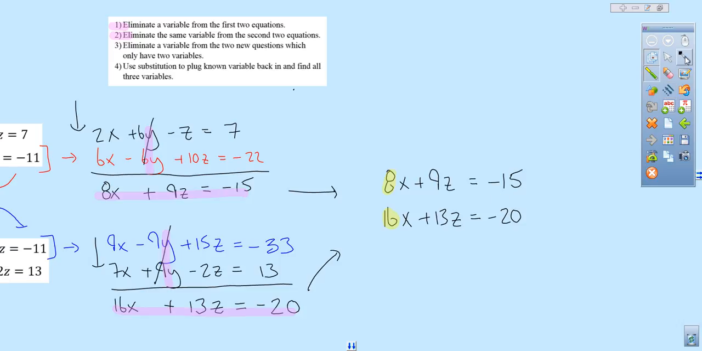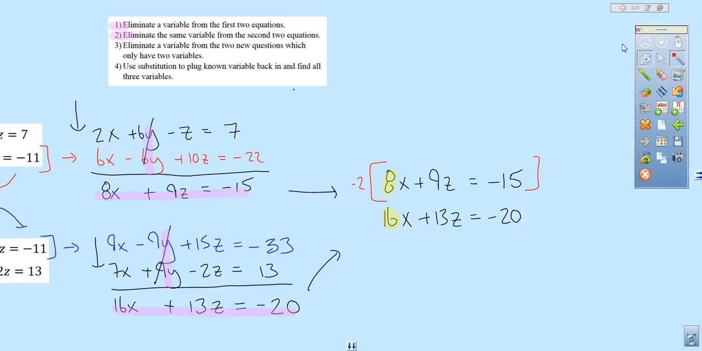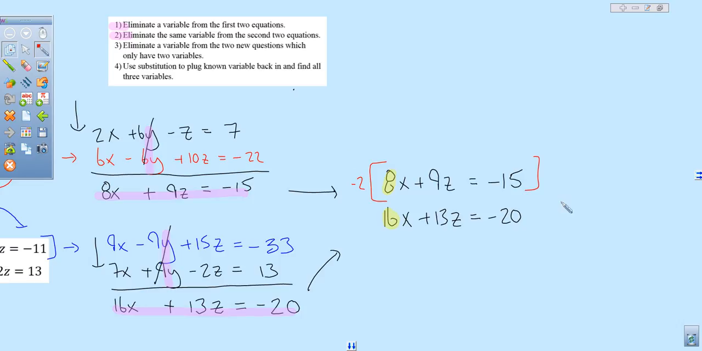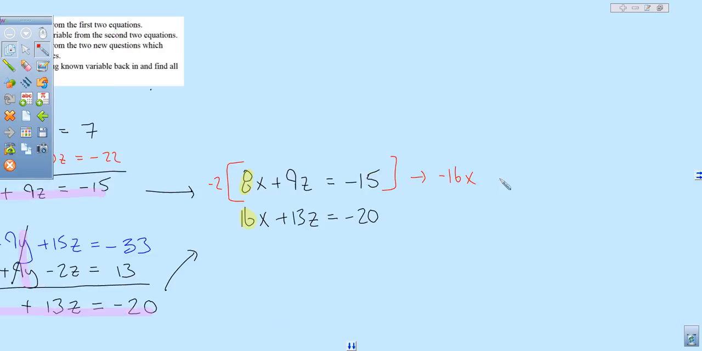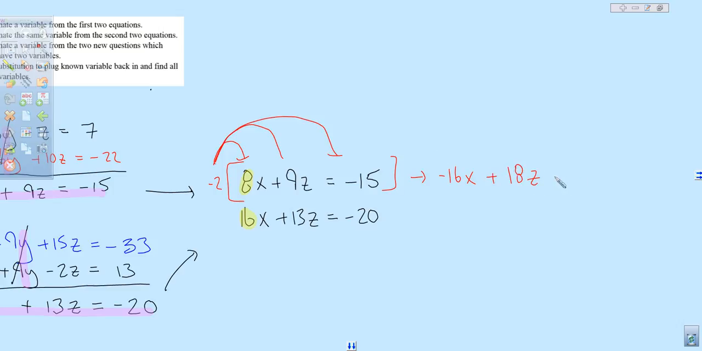So what we need to establish is, what are we going to multiply this top equation by, so that we can get something that will cancel with the 16x? Negative 2. Move this out of the way. So we distribute that in, and we get negative 16x. Remember, I'm distributing. Plus 18z equals positive 30. The bottom one stays the same. We don't change him. So he just stays 16x plus 13z equals negative 20.